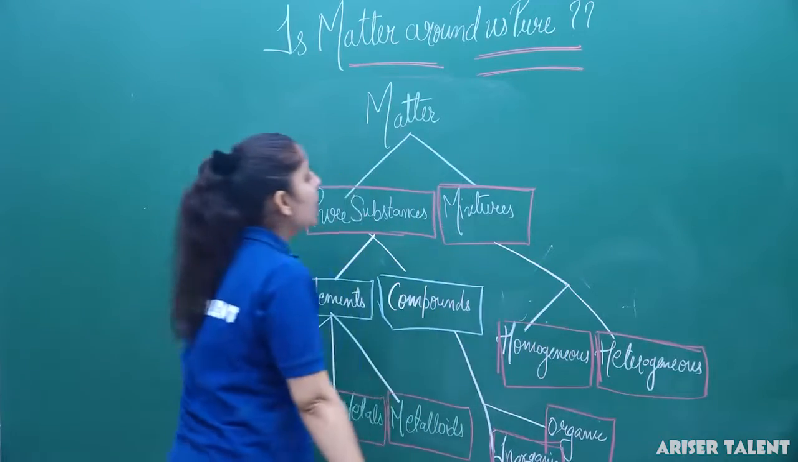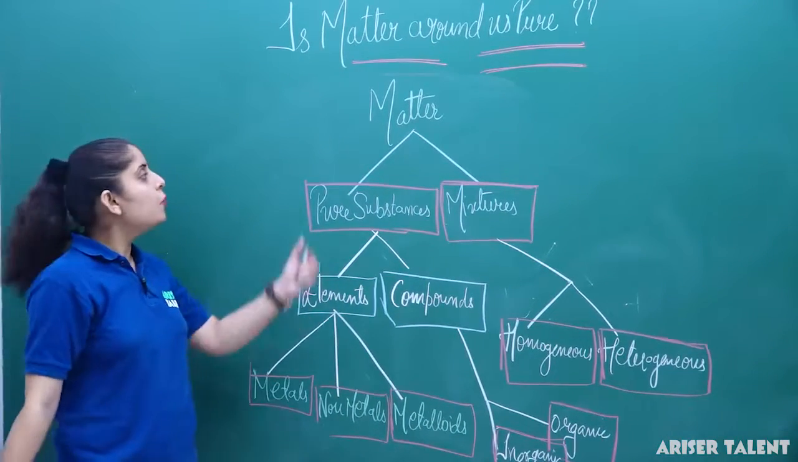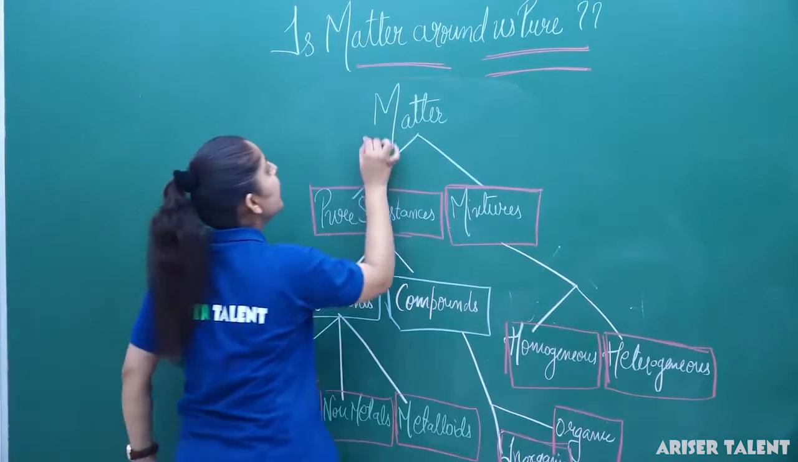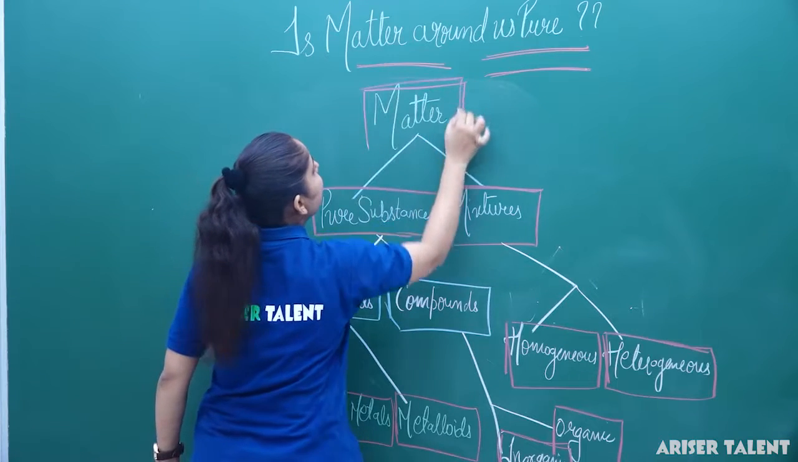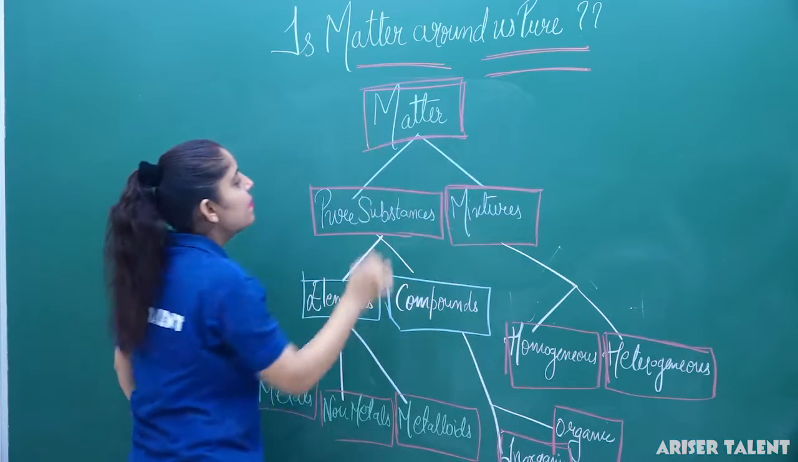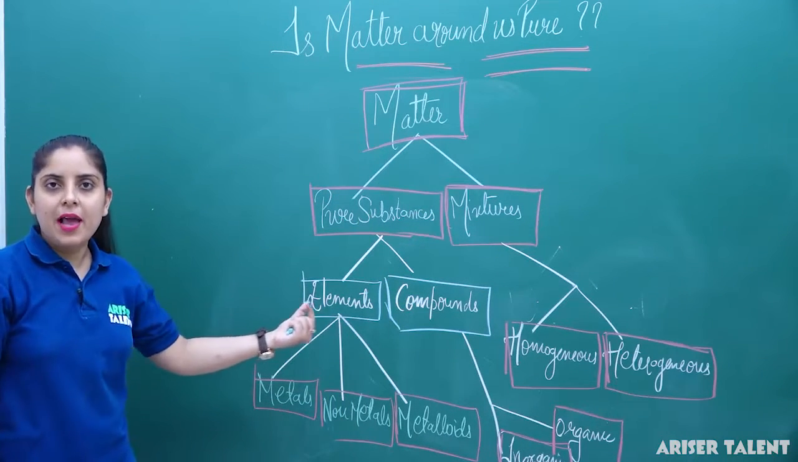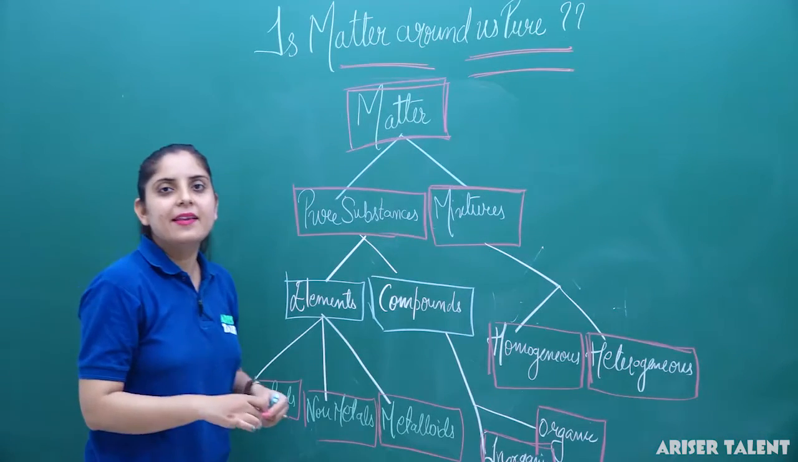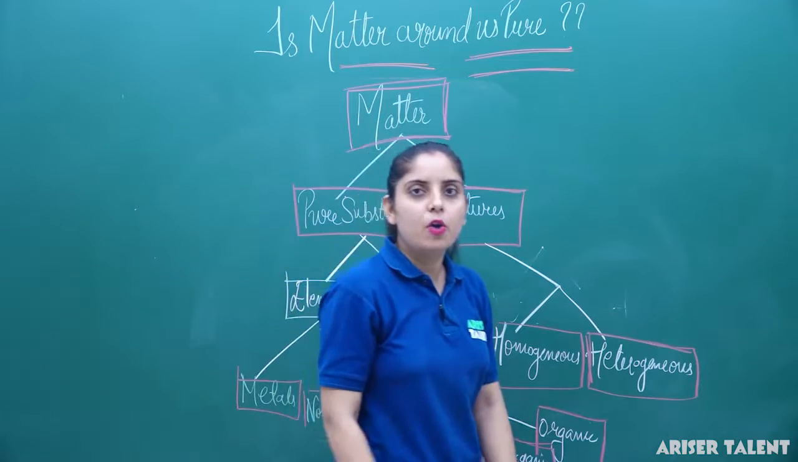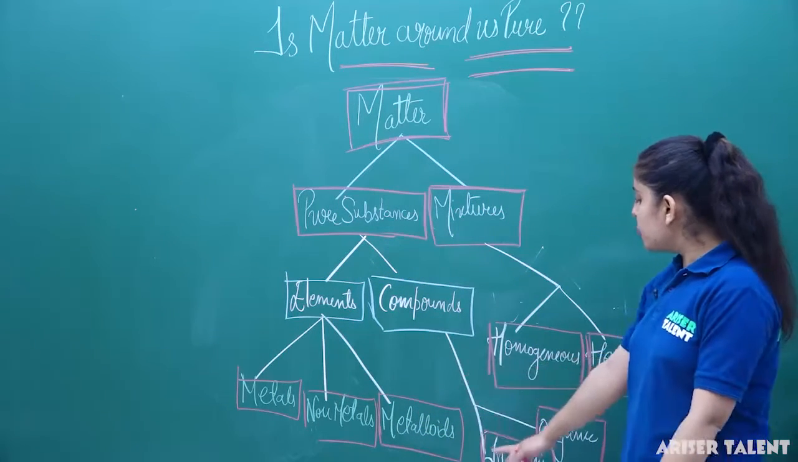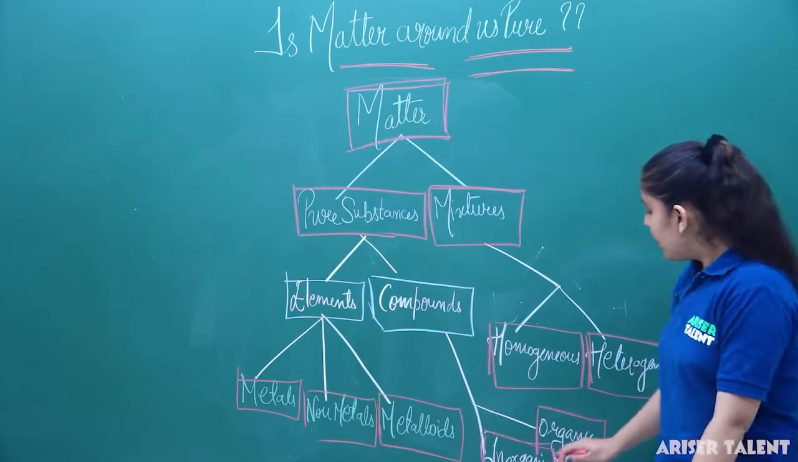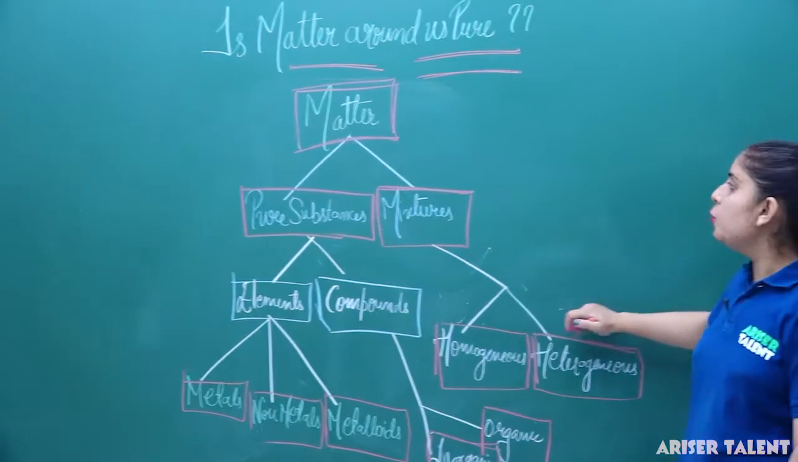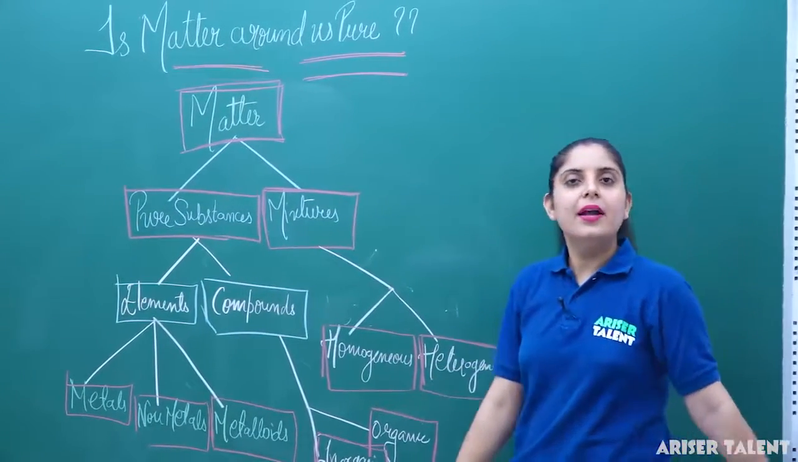So this is the flow chart which is depicting how matter is divided. Matter is actually divided into two categories, that is the pure substance and the mixture. Pure substance has two categories, that is element and compound. Again we have three subcategories, that is metals, non-metals and metalloids. And in compounds you have organic and inorganic ones. And lastly the mixture is of two types, that is homogeneous and heterogeneous.